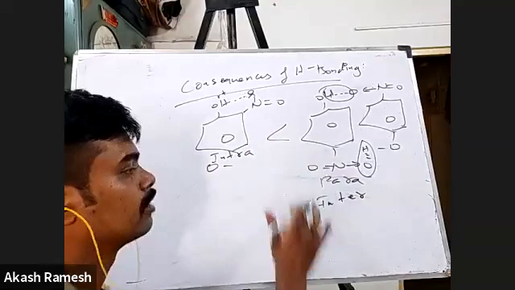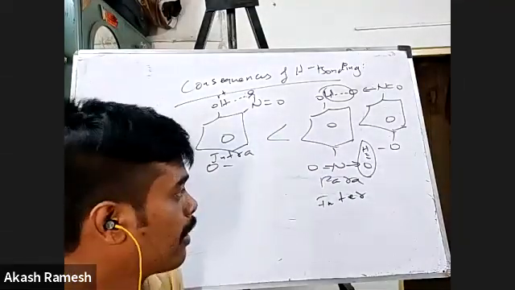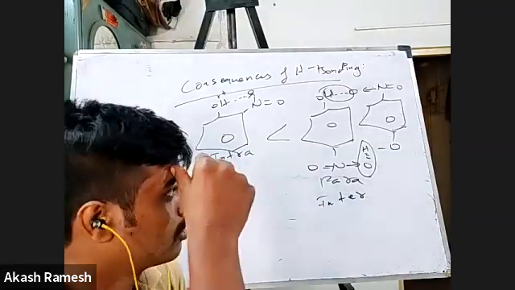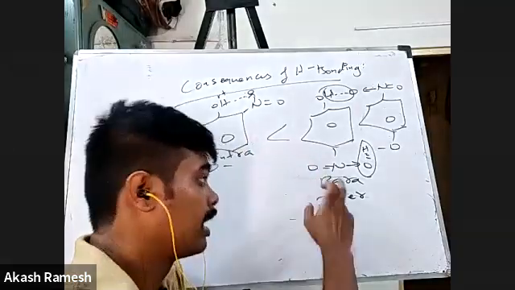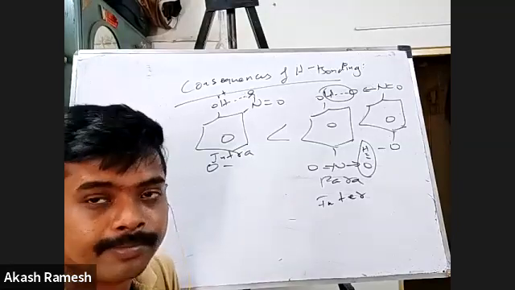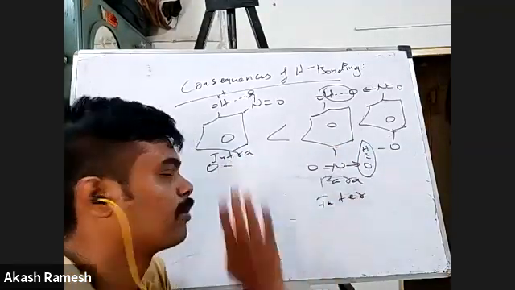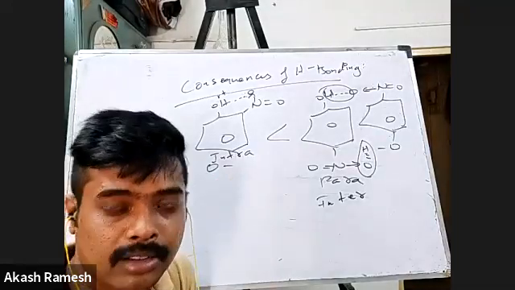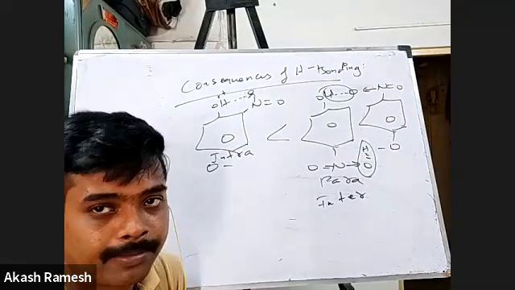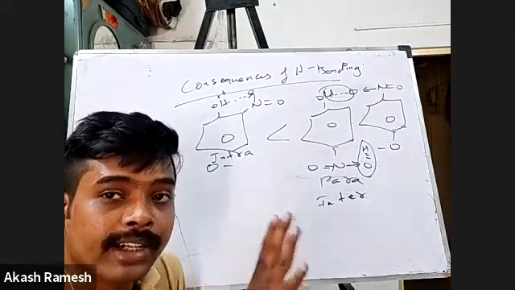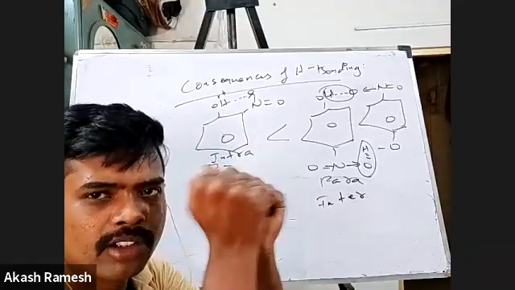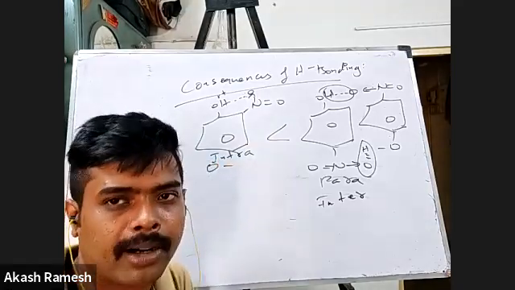Definitely your para will have a higher boiling point than ortho, because in para I have intermolecular, and in ortho I have intramolecular hydrogen bonding. So this is going to have a higher boiling point compared to this, even though they have the same molecular mass, because of the extent of hydrogen bonding and also the type of hydrogen bonding. So whenever you have intermolecular hydrogen bonding, the boiling point is increased, because the molecules are very close to each other and very difficult to break apart.